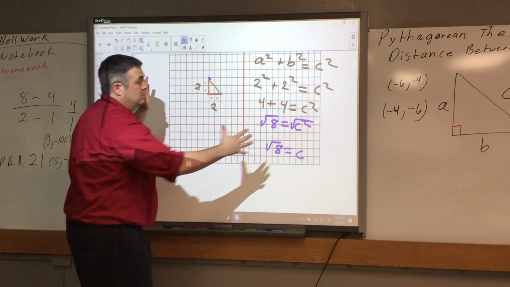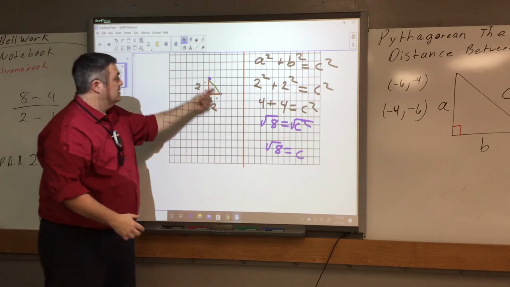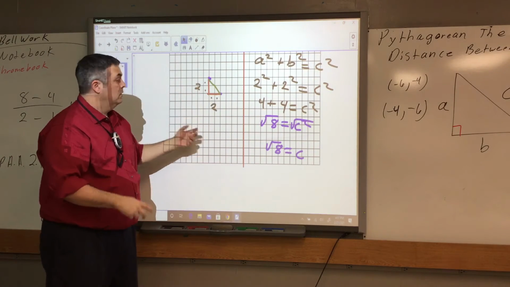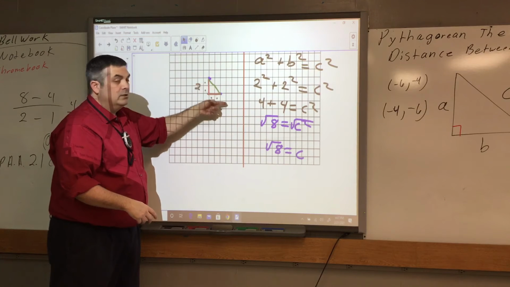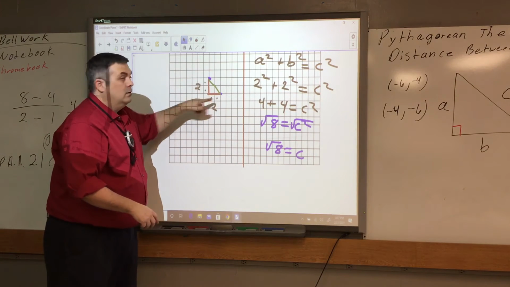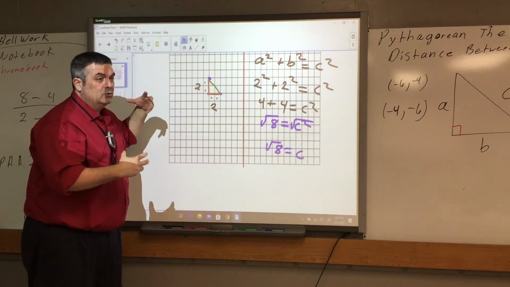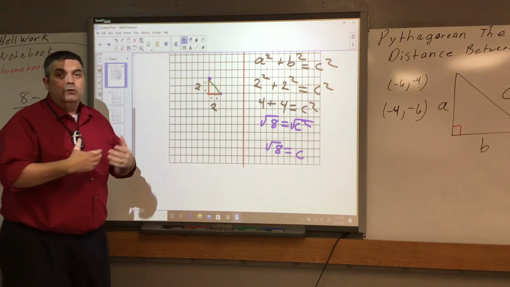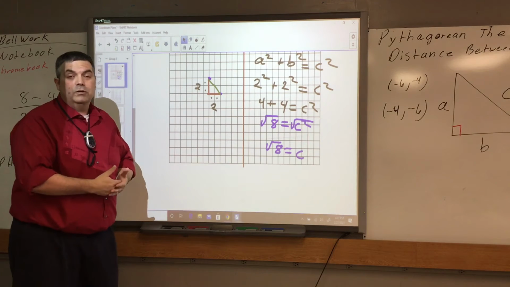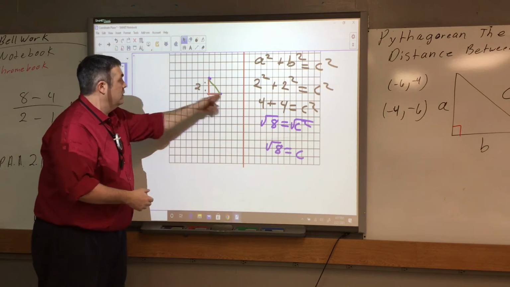That's finding the distance here, your hypotenuse, by plotting the two points and then drawing to see what you have. I drew the actual triangle so that you could see it. You should do the same so that you can get a good count. Okay, make sure you draw that.